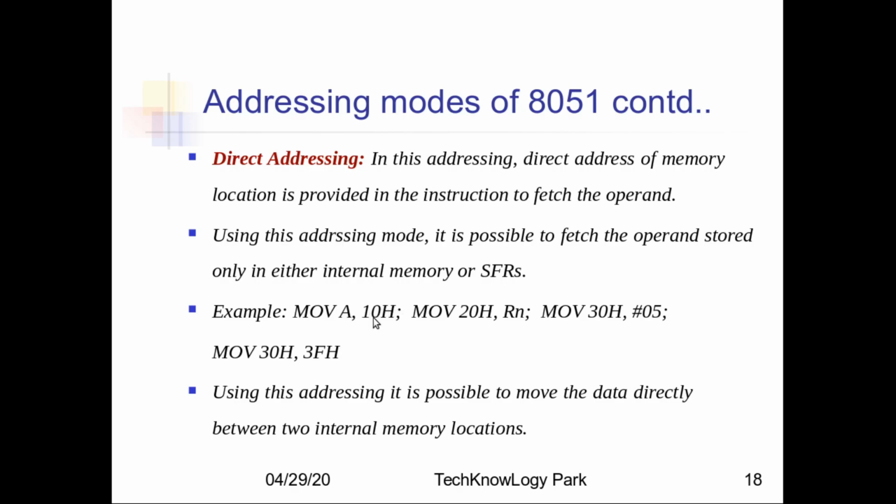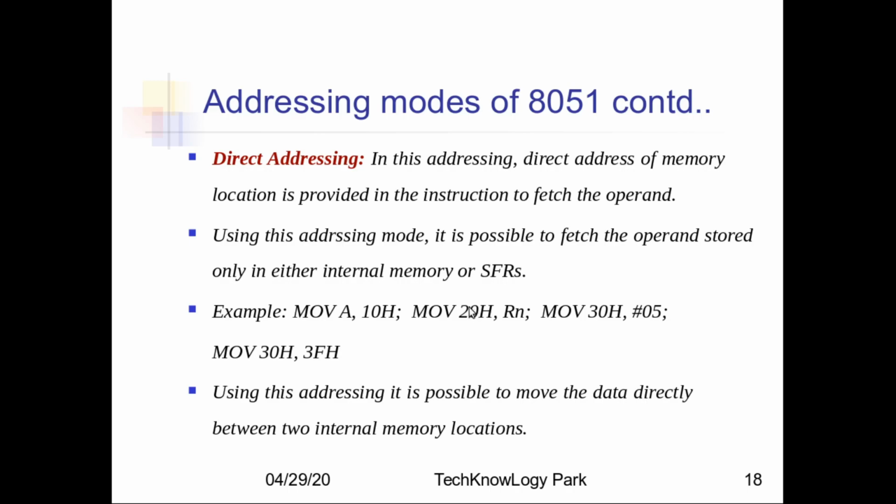Here 10H is an address. It is not data. One more thing: this takes the content of register Rn, where n will be anywhere between 0 to 7, any register like R0, and stores it in memory location 20H. That's the meaning.